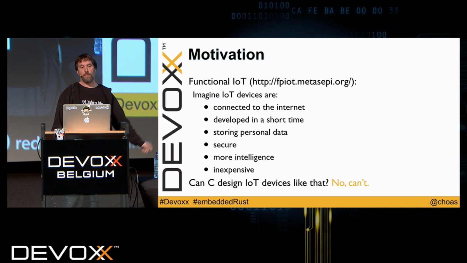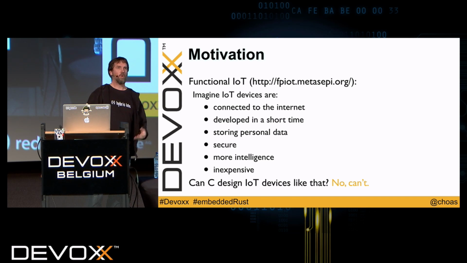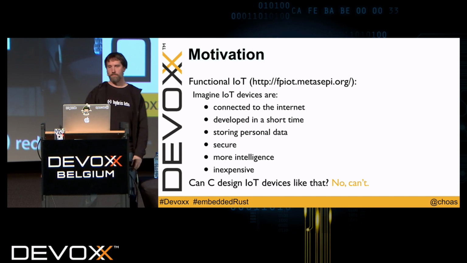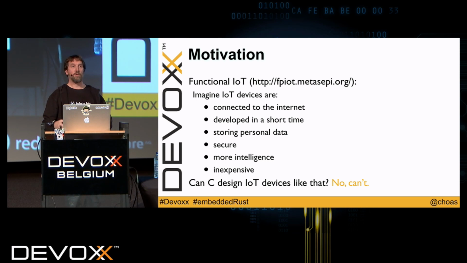But there also was something interesting on this page: imagine how IoT devices are. They are connected to the internet. I mean, that's the point, Internet of Things. Without internet, they are only things. They are developed in short time, storing personal data and also sometimes a Wi-Fi password. So therefore, they have to be secure. They're getting more intelligent and powerful, but on the other side, cheaper.